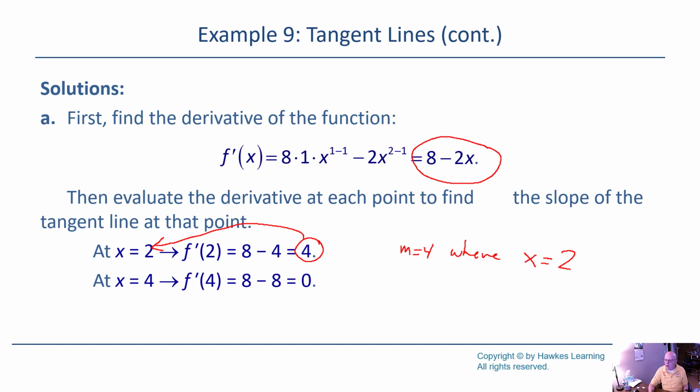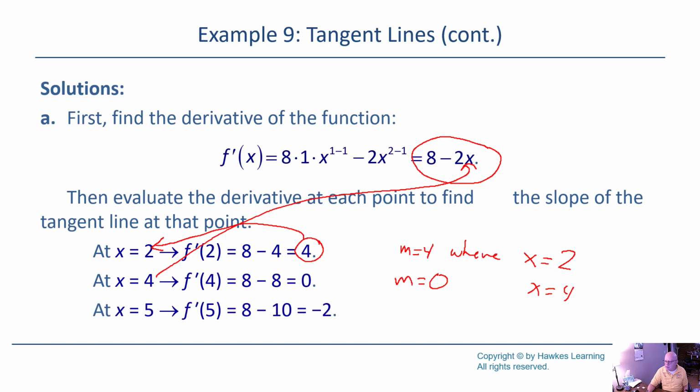Next, all you have to do is put that 4 in for that x, and you can find the slope. Where x equals 4, slope equals 0. At x equals 5, put the 5 in for this x, and you get a slope of negative 2, where x equals 5.